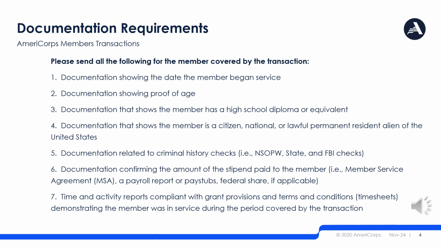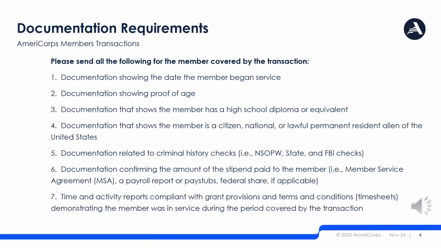If citizenship was verified by the Social Security Administration in the member portal, a screenshot of that verification is acceptable. If it was manually verified in the portal, please provide additional documentation. Next, don't forget we need documentation related to criminal history checks, such as the NSOPW, the state and FBI checks, and then of course, we need documentation confirming the amount of the stipend paid to the member.